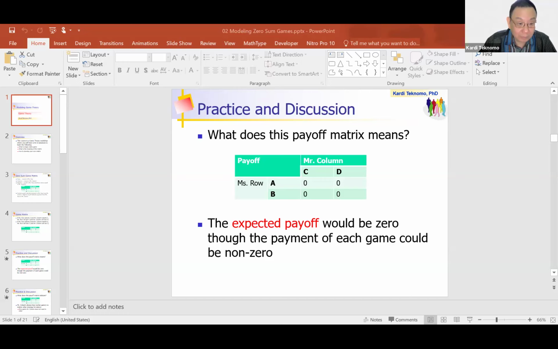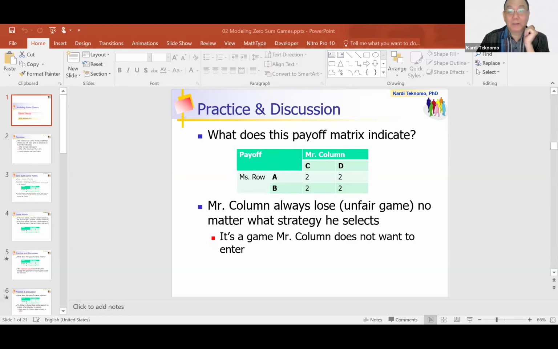Now next, this one. How about this one? What does this payoff matrix mean? 2, 2, 2, 2. Oh, Katrina. Okay.